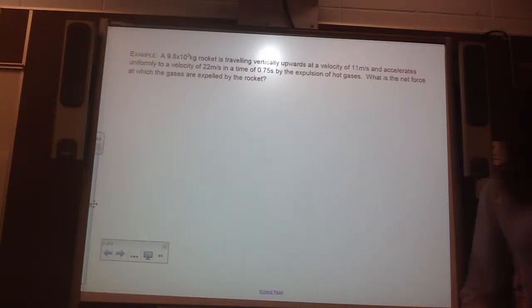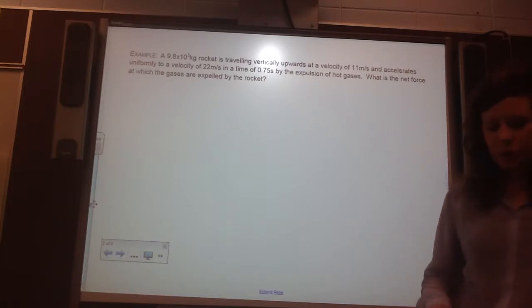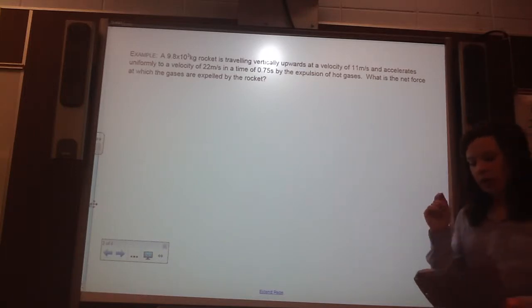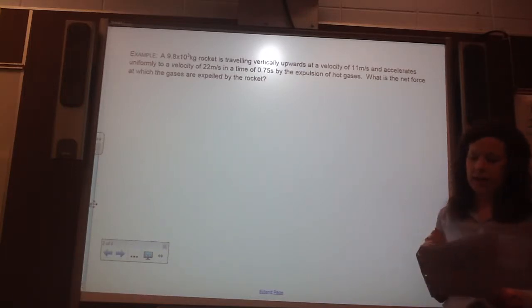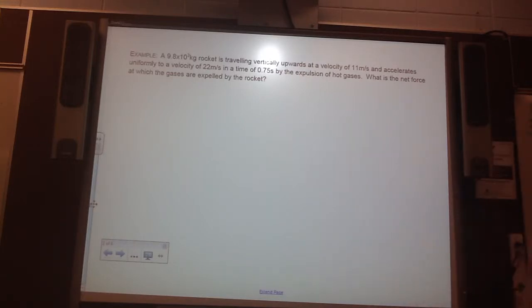All right, let's do a mathematical problem where we have to consider Newton's third and second law. So here we have our rocket traveling vertically upwards and accelerating by the expulsion of hot gases. What is the net force at which the gases are expelled by the rocket?